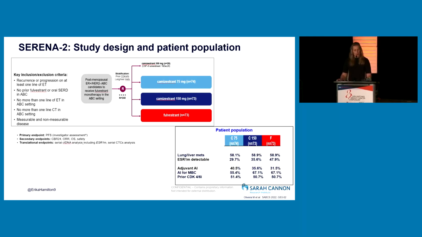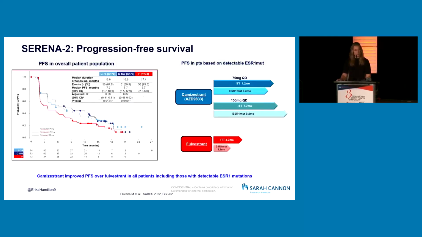You can see that prior CDK was around half, about 51% of patients, and the majority of patients did have visceral disease. We saw ESR1 mutations in 30 to 40% of these patients.